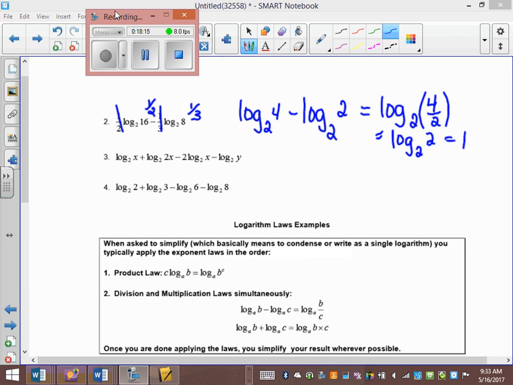If you did just the math, 2 to the what is 4? 2. 2 to the 2 is 1. 2 minus 1 is 1. Either way, you get 1. Are they going to give you questions where it's probably all numbers? No. Probably going to have variables. So I want you guys to try 3 and 4, please. See if you can do them.